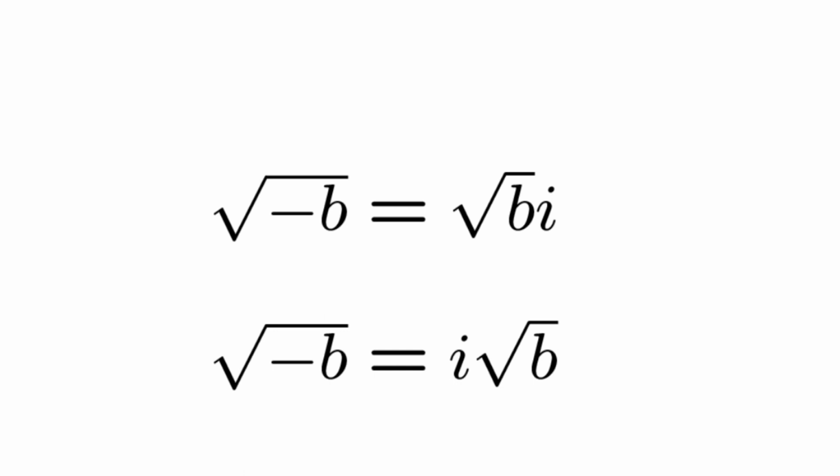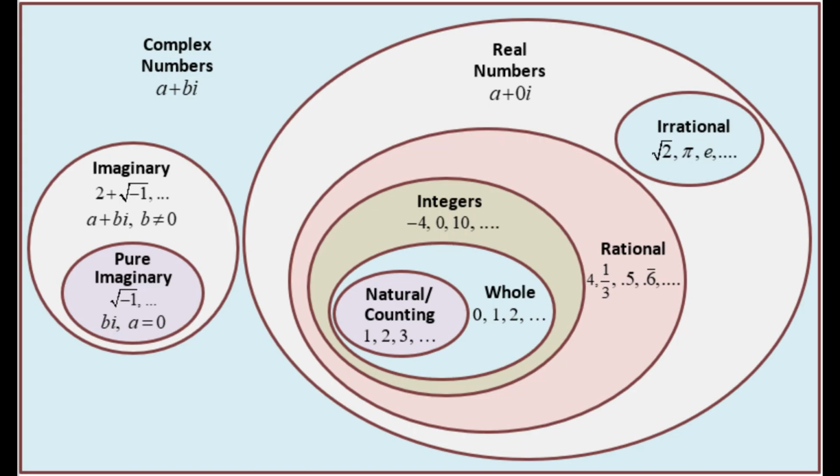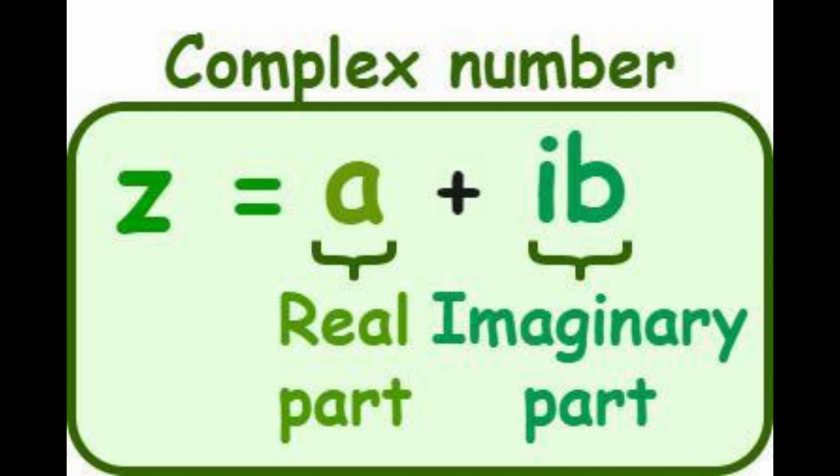Finally, the overarching complex number theme. All real numbers are complex numbers. They are right here. The imaginary numbers are also part of the complex number group. We put them there. All complex numbers have the form a plus b iota. a is the real number part, b iota is the imaginary part.